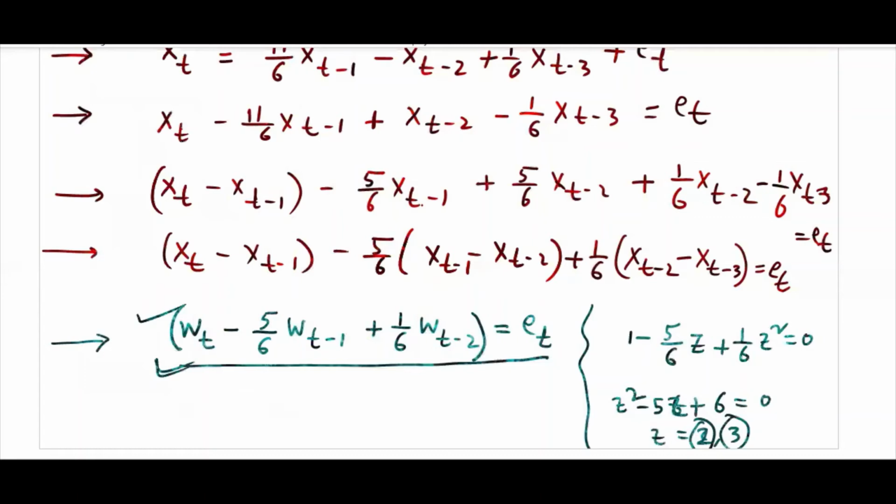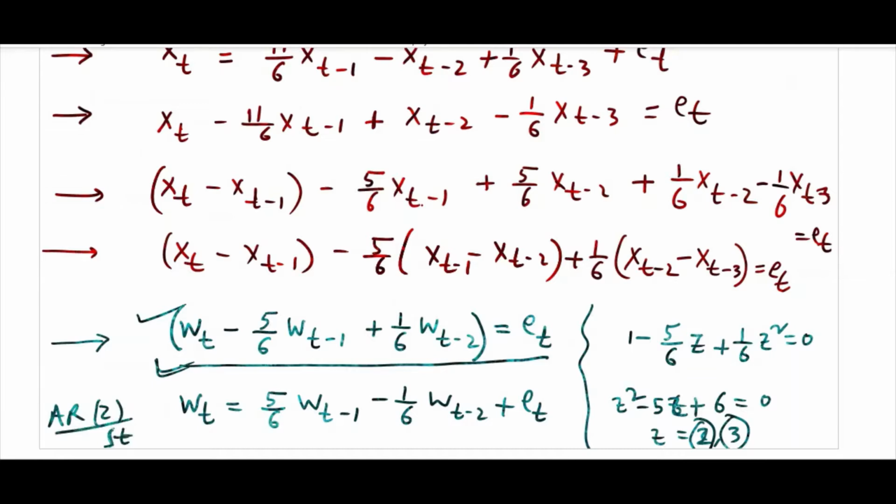the method here, ARIMA. So I can write WT is equal to 5 upon 6 WT minus 1, minus 1 upon 6 WT minus 2 plus ET. This is the AR2 stationary series. You can apply the general method. We'll go to the general method in time series 2, and you can forecast using this one. This is stationary, so no integrated effect is here, but here you have an integrated effect.